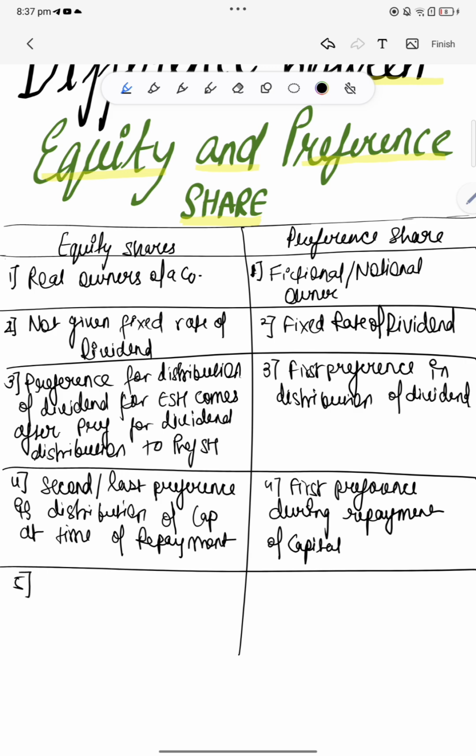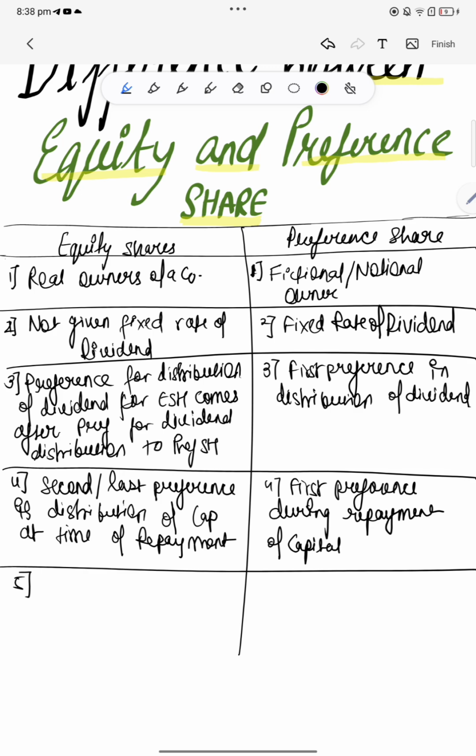Now, you must know that equity shareholders are the real owners. They don't have a fixed rate of dividend. They are not given preference while distributing dividend. They are given dividend after distributing dividend to preference shareholders. They are given last or second preference in distribution of capital. That means the first preference for distribution of capital and dividend goes to preference shareholders because they have preference.